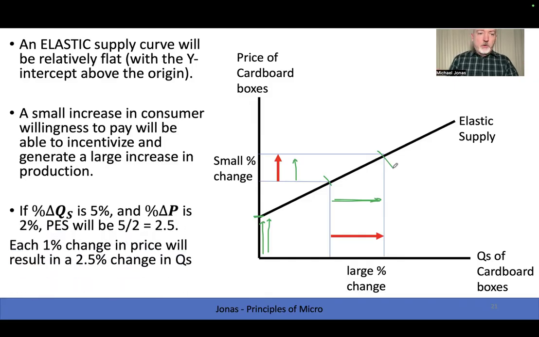Just for example, to throw some numbers at it, if it were the case that the percent change in quantity supplied was 5%, and that was responding to a 2% increase in price, well, the supply elasticity ratio, right, change in quantity over change in price, 5 over 2 would give us a value of 2.5, which is noticeably greater than 1. And then we would put that into a sentence, interpret that saying, for every 1% change in price, we're going to see a 2.5% increase in quantity supplied moving along this supply curve.